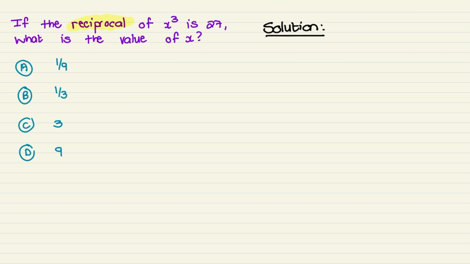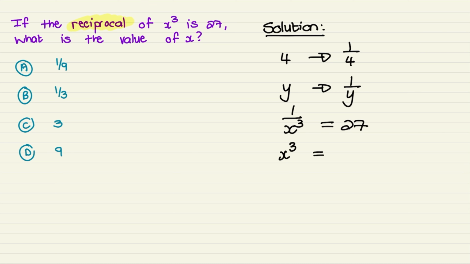So if I have, for example, the number 4, its reciprocal would be 1 over 4. And if I have y as a variable representing any number, then the reciprocal of y would be 1 over y. So the question says the reciprocal of x cubed is 27. So if I then have the reciprocal of x cubed, and that is equal to 27, then x cubed must be equal to 1 over 27.